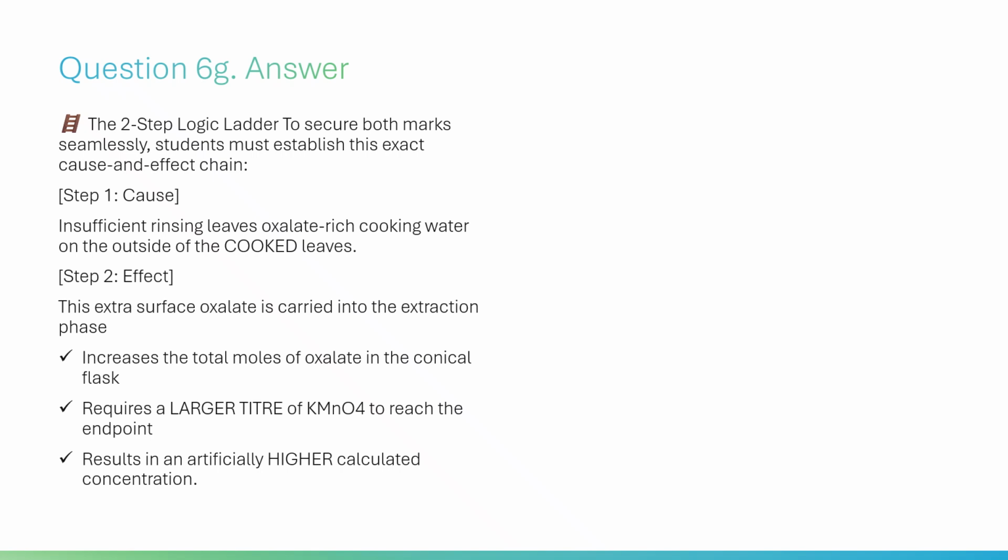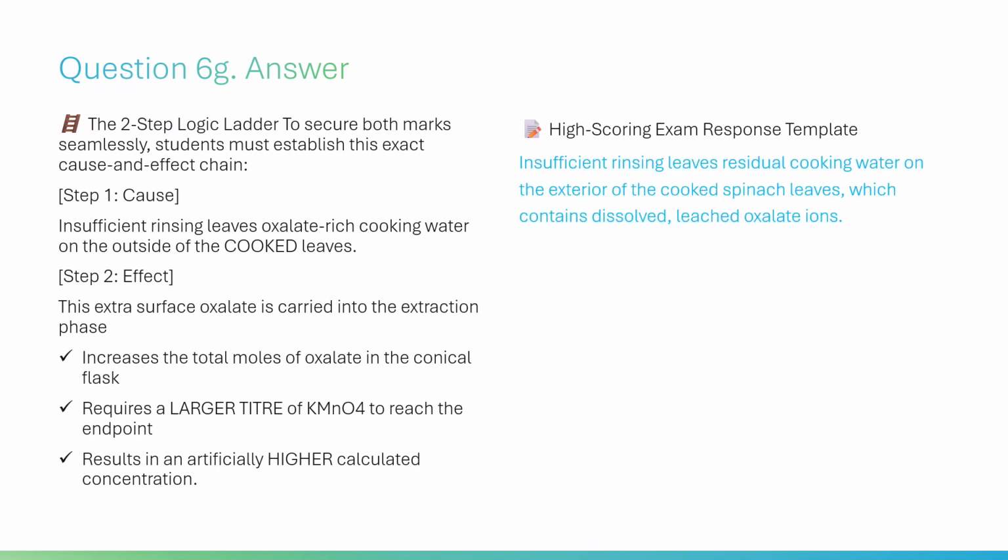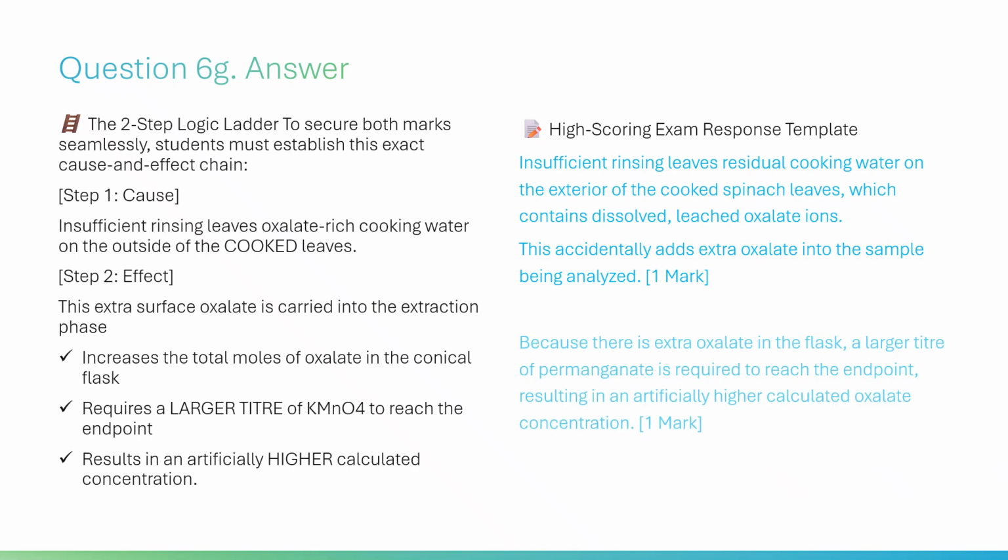Memo: high scoring exam response template. Insufficient rinsing leaves residual cooking water on the exterior of the cooked spinach leaves, which contains dissolved, leached oxalate ions. This accidentally adds extra oxalate into the sample being analyzed. 1 mark. Because there is extra oxalate in the flask, a larger titer of permanganate is required to reach the endpoint, resulting in an artificially higher calculated oxalate concentration. 1 mark.